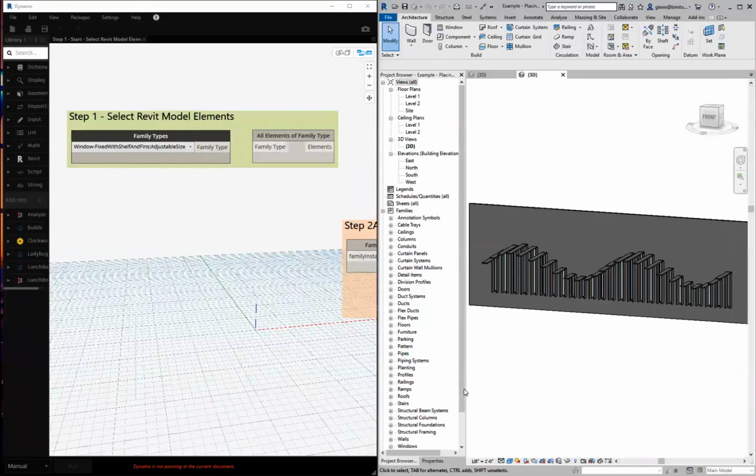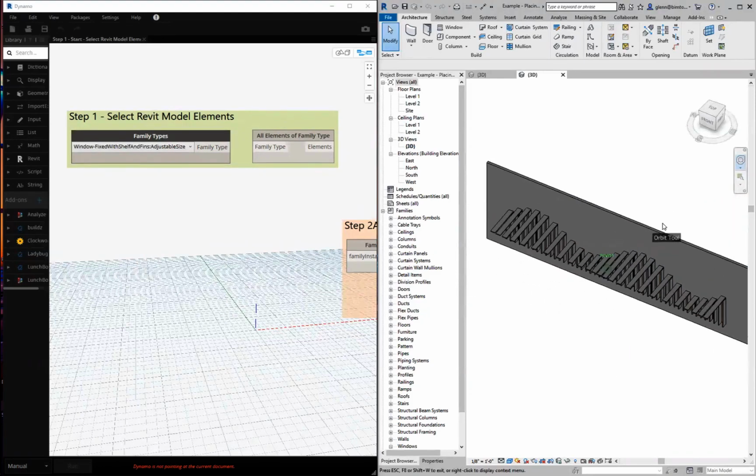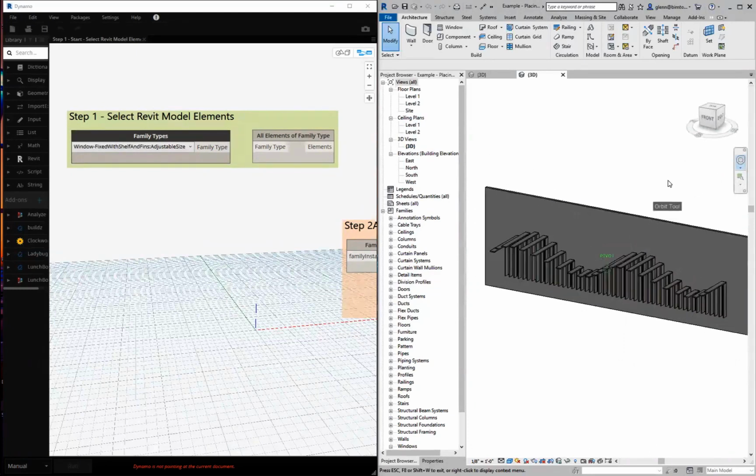It's going to look something like this. We're looking at a series of different windows here. And we have heights that are following a sine wave pattern, as well as the window shelves, and we're also using that pattern there.